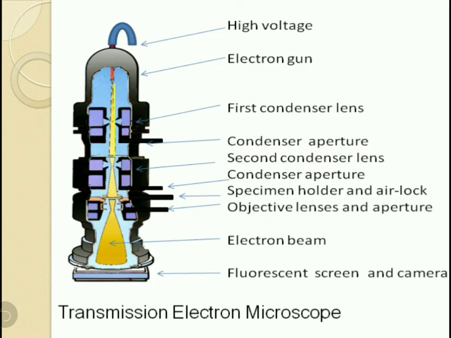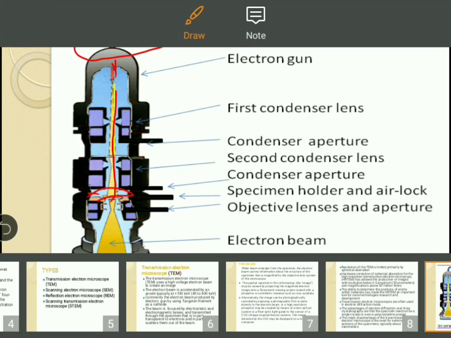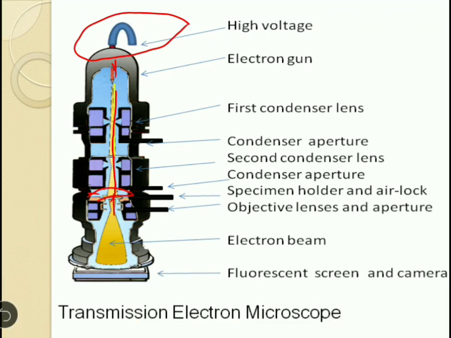Now this thing we have studied: it is an electron gun where the electrons are created, then whatever the electrons are there, they are directly projected on the specimen. The electrons will transmit through that specimen and take the information from the specimen, and it can be seen on the fluorescent screen or a camera. So that is the working of the transmission electron microscope.